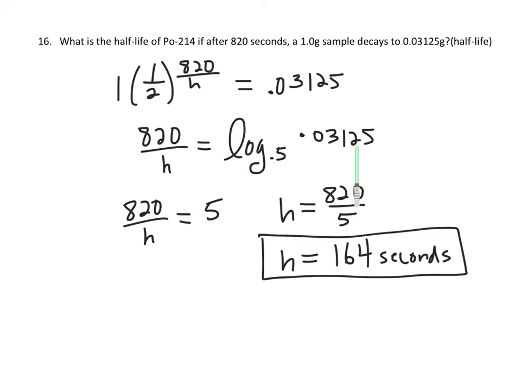When I put this in the calculator, it gives me the number 5. So 820 divided by H gives me 5. So H is 820 divided by 5. So H is 164 seconds. So its half-life is 164 seconds.